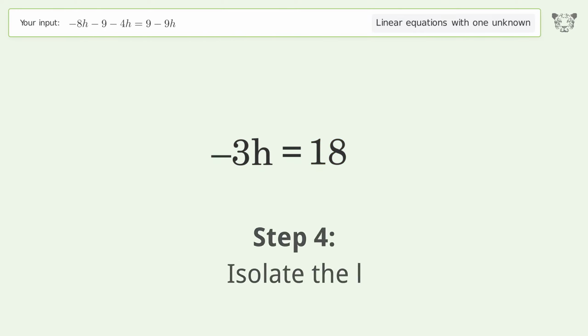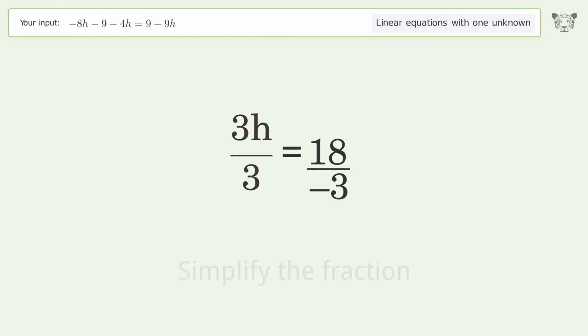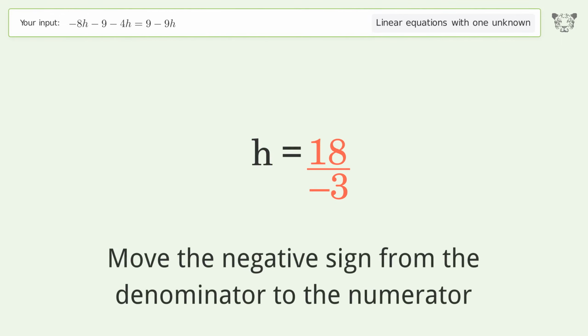Isolate the h. Divide both sides by -3. Cancel out the negatives. Simplify the fraction. Move the negative sign from the denominator to the numerator.